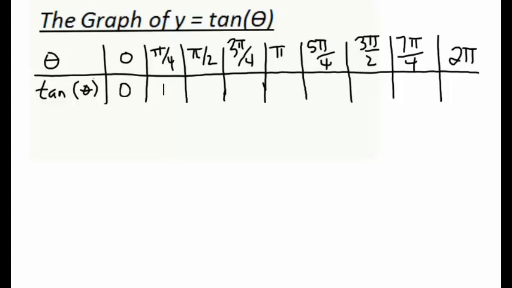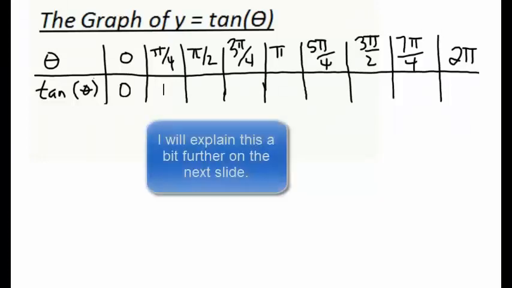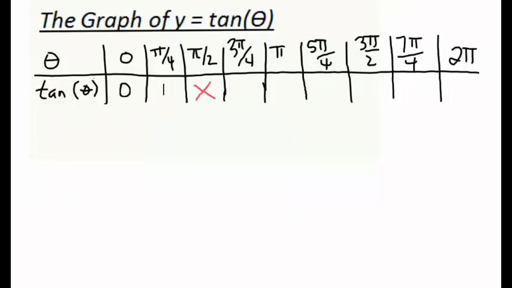Next, we want to evaluate tan of 90 degrees. What you're going to find is, if you're using your calculator, it's probably going to give you an error, or it might say invalid input. So I'm just going to put an x here because we're not allowed to input the value of 90 degrees into the tangent function. Next, tan of 135 is going to give us negative 1.